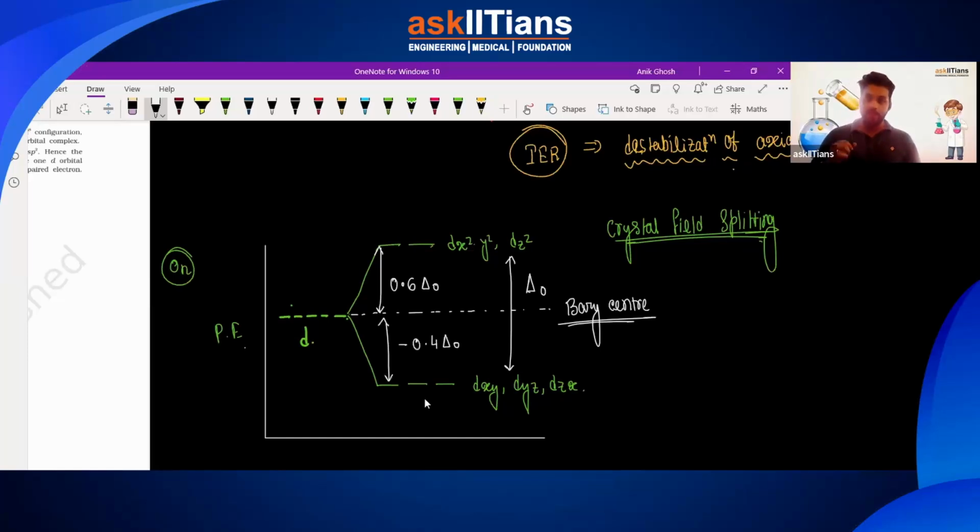Now, how do I know that? It's a very simple thing, guys. Each orbital is destabilized by 0.6 delta O, so 2 orbitals would be total destabilized by 1.2 delta O, and each orbital is stabilized by 0.4, so 3 of them would be stabilized by 1.2 delta O. I told you, overall energy has to be conserved, right? So the amount by which it got destabilized is the same amount the 3 orbitals get stabilized. That's why, guys, the above one is 0.6 delta O and the below one is 0.4 delta O. That's how we write it.